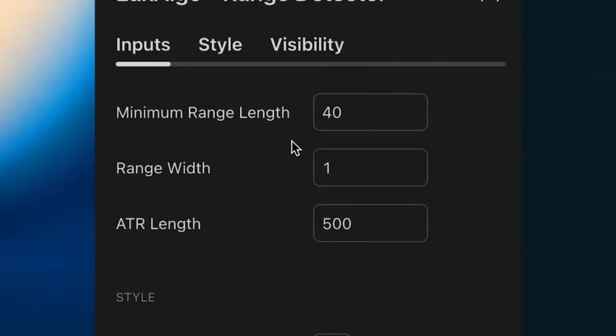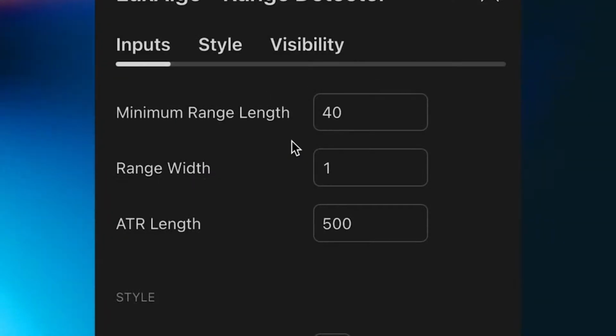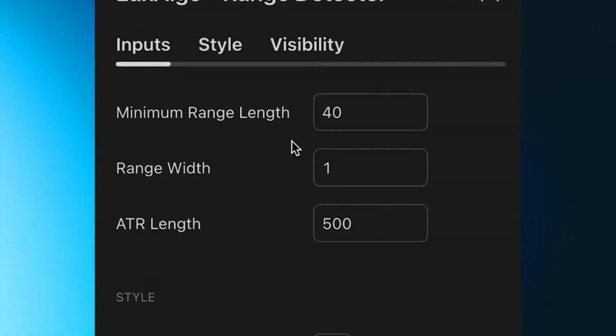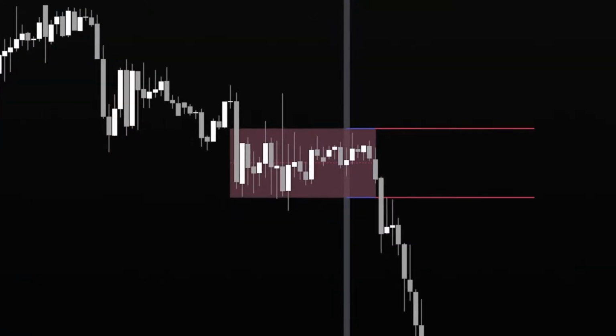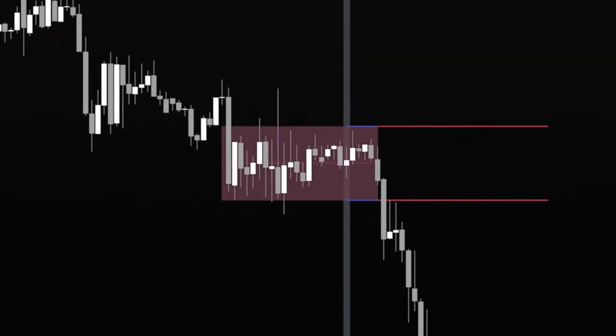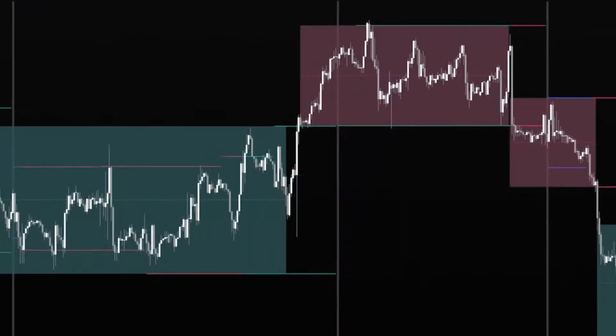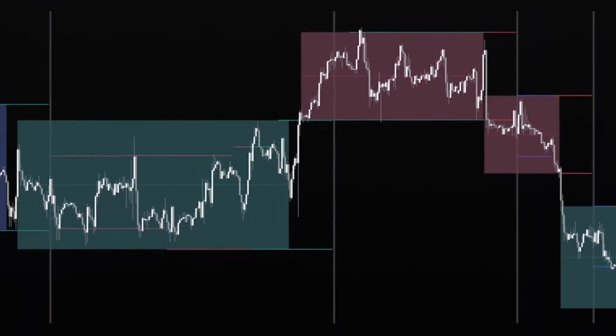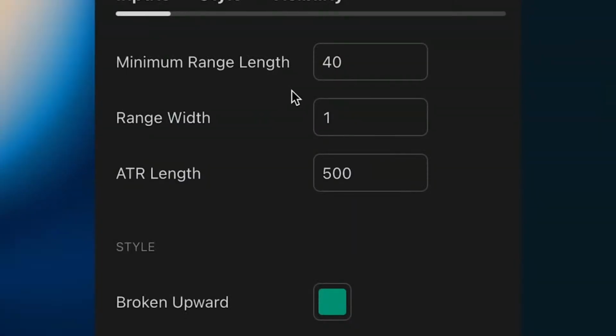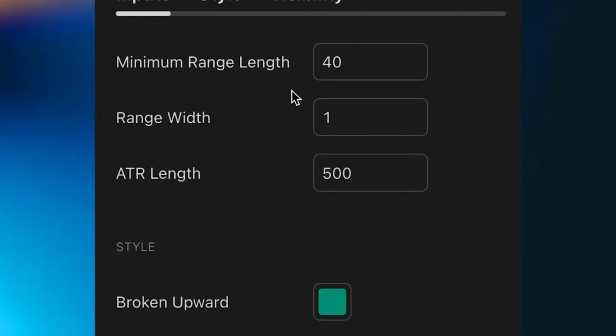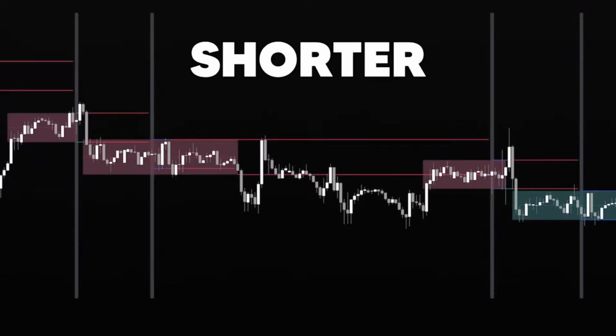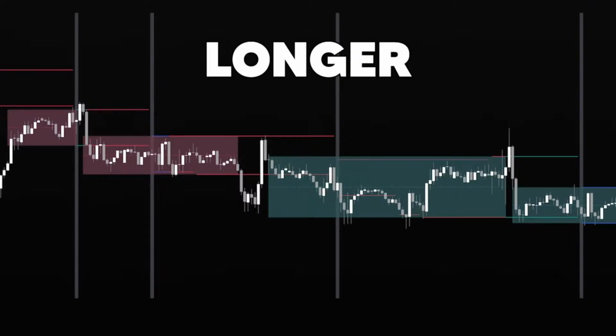The second setting, range width, adjusts how wide the ranges appear, using volatility measured via ATR. Smaller values will tighten the range zones, capturing more compact consolidations, while larger values expand them to encompass broader market movements. Lastly, ATR length controls how volatility itself is measured. A shorter ATR period will make the tool more responsive to price shifts, while a longer period smooths the output, helping to filter out noise and highlight only the most stable, consistent volatility environments.